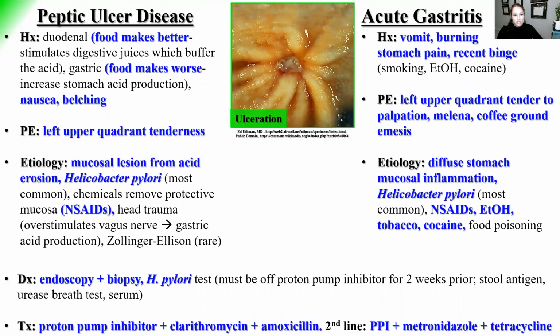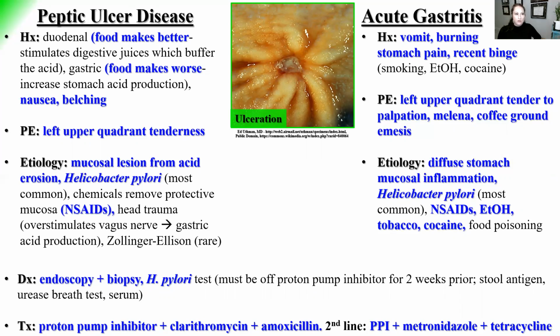Peptic ulcer disease and acute gastritis. These are on the same slide because they have a lot of similarities. Peptic ulcer disease, let's start with that one. If they have a duodenal ulcer, food tends to make their symptoms better. So they're going to present with this left upper quadrant tenderness. Remember, that's where the stomach is. So left upper quadrant tenderness.